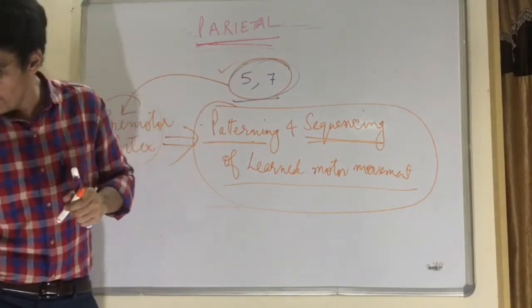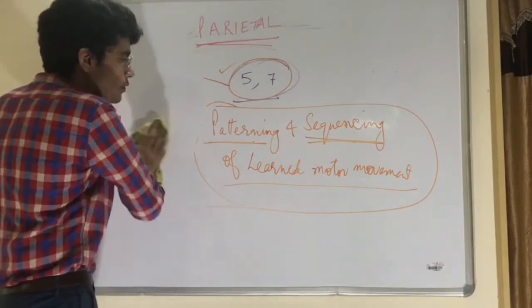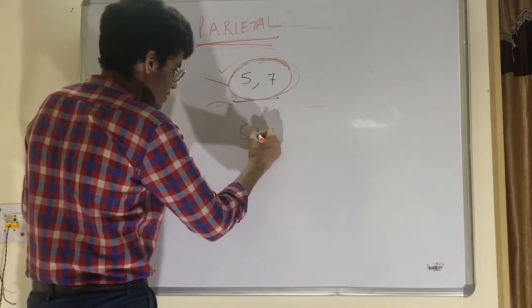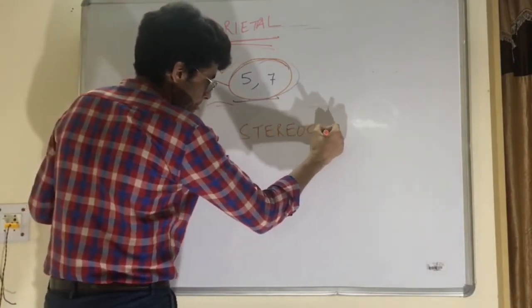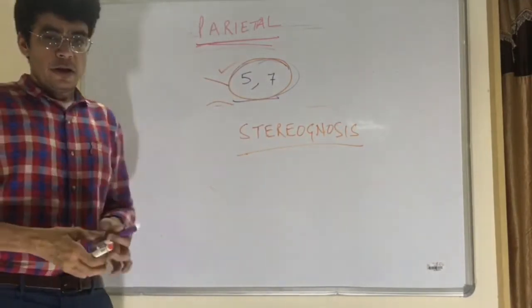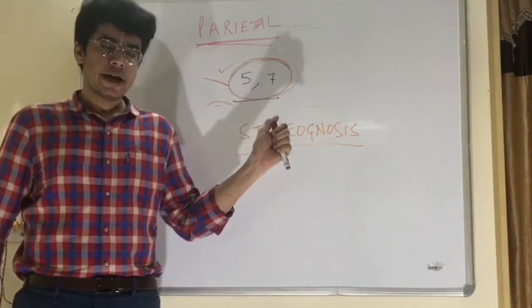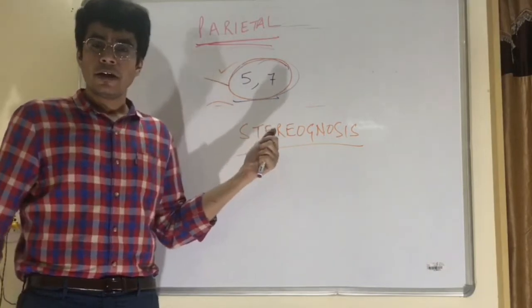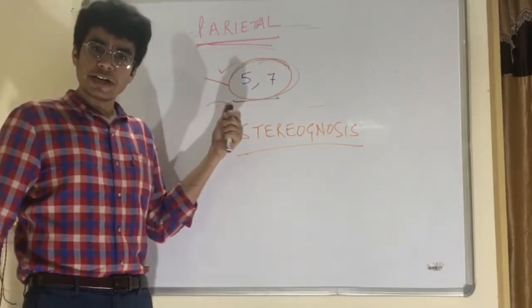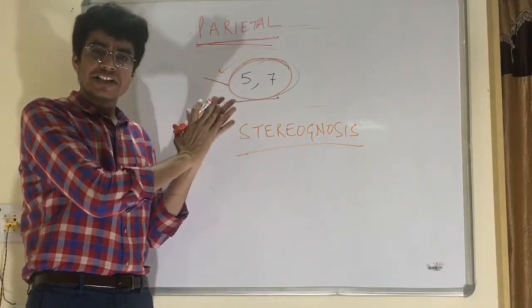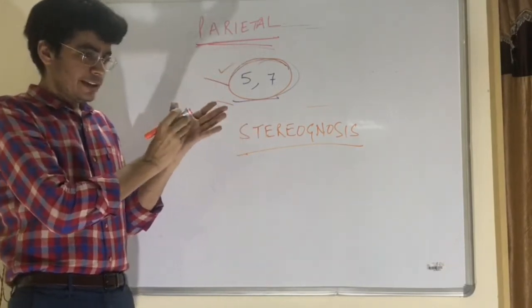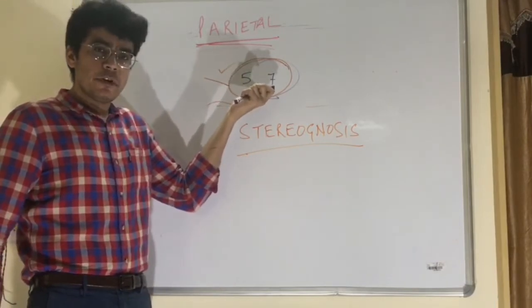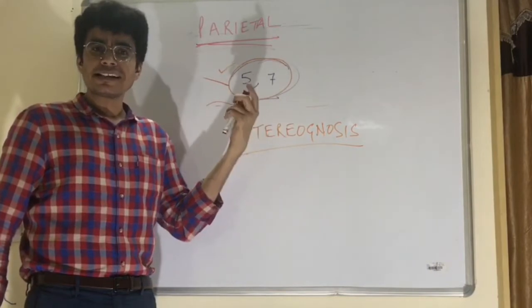The second function of area number 5 and 7 is stereognosis. What is stereognosis? Let me write down the word stereognosis. Now, if I close my eyes and put this pen in my hand, I am able to tell that there is a pen in my hand without even looking at it. How can I interpret whether this is a pen or not? Because of those tactile sensations. These tactile sensations are carried to this particular area, which is helpful in recognizing a particular object by just touching it without looking at it.